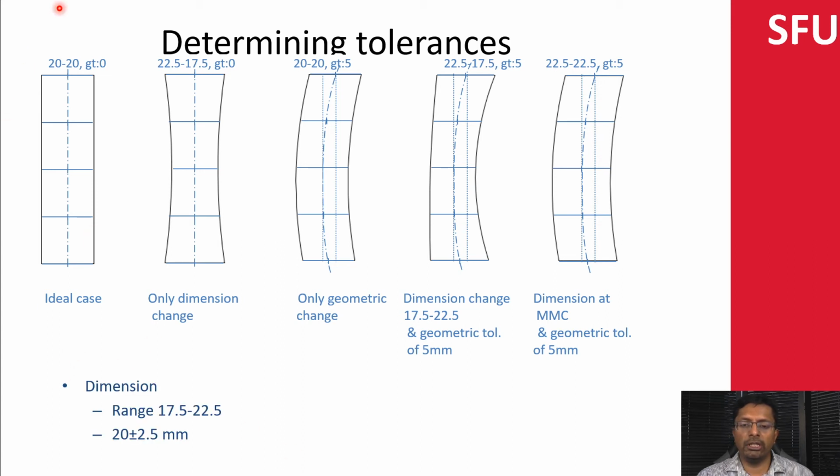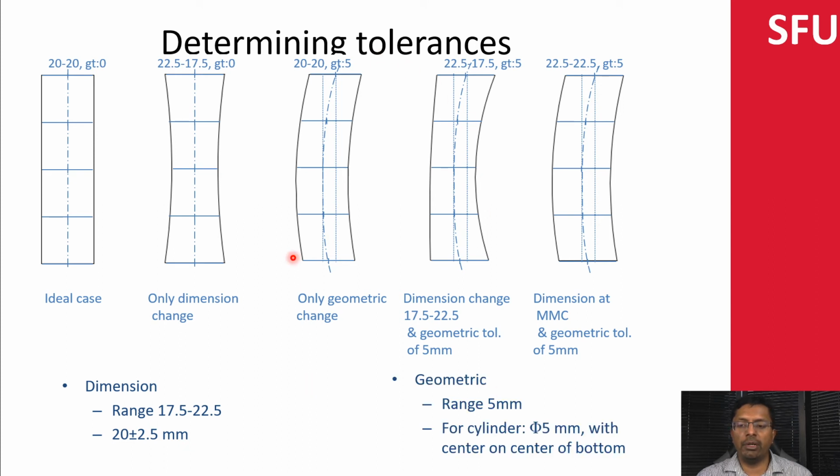When you're putting this together, my dimensional range is between 17.5 and 22.5. So I could have had this at 20 plus minus 2.5, and my geometric range or geometric tolerance is a circle of diameter 5 millimeter.